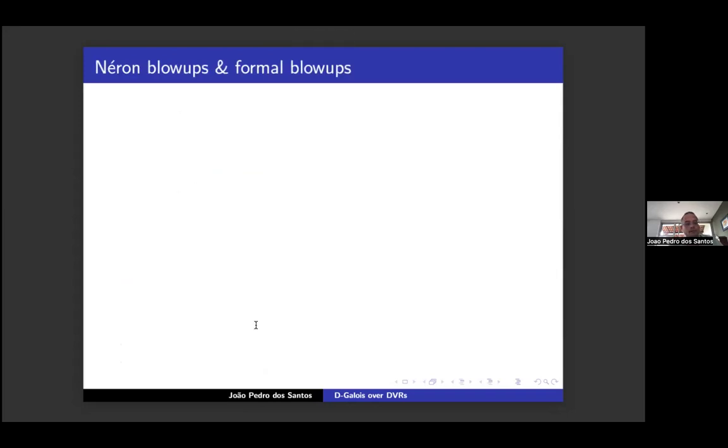So I need now to explain to you. The conclusion I draw from the previous part is that these Galois groups, you can easily say to me, well, these are very complicated objects. There's no way you're going to compute with them. And so why are you insisting on this theory? And I tell you, yes, there is one way to compute with them. And the idea is to use these Néron blowups.